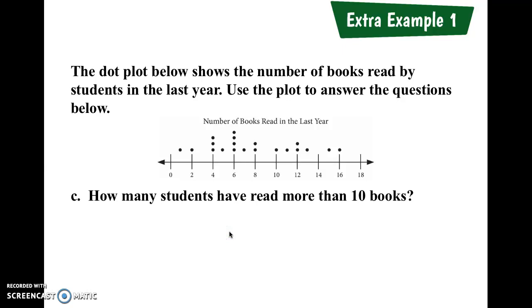Again, you're working this out on your handout. How many students have read 10? Excuse me, I read that wrong. How many students have read more than 10 books? Pause this, see if you can solve it.